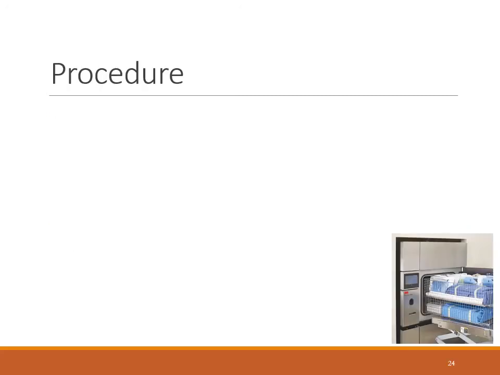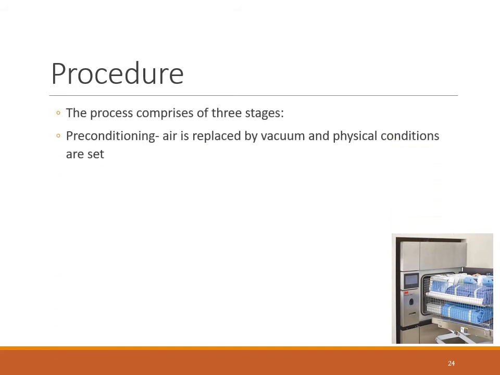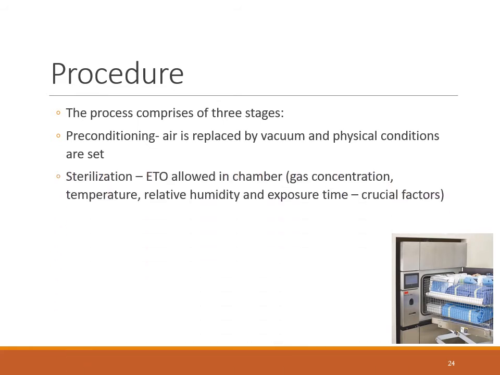The procedure for the same comprises 3 stages. First is preconditioning. At first, air is removed from the chamber and a vacuum is created. Then the physical conditions for sterilization are set in the chamber. Then second is sterilization. The ETO is now allowed to enter the chamber. The 4 essential parameters that influence the effectiveness of ETO are gas concentration, temperature, relative humidity and exposure time.